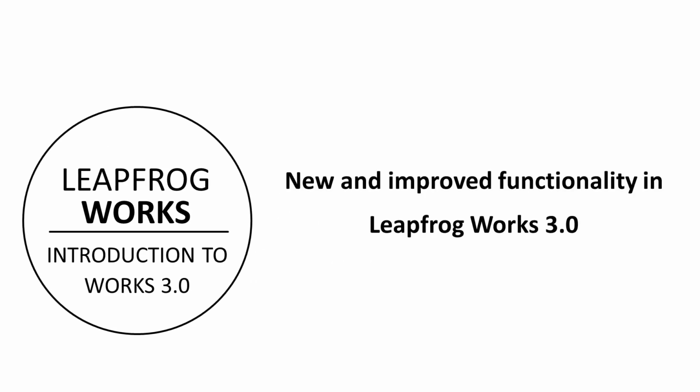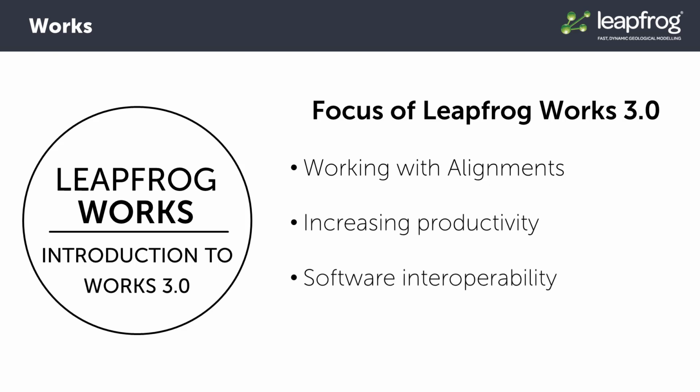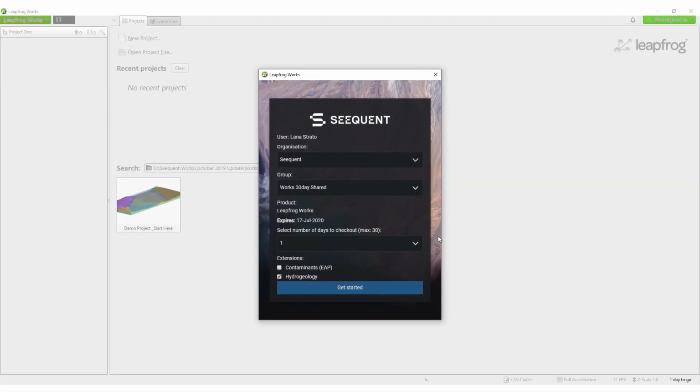Leapfrog Works 3.0 builds upon the integration and functionality improvements we've seen for the past few releases. Continued enhancements for working with alignments, increasing productivity, and software interoperability are the focus of Works 3.0. The features and functionality mentioned in this video are covered in more detail in the Leapfrog Works online training content and in the help. Let's take a look at these new features in Leapfrog Works 3.0.